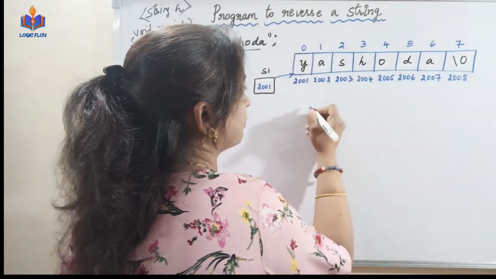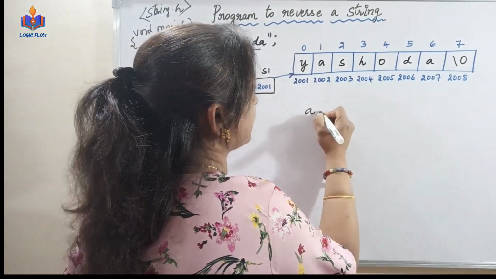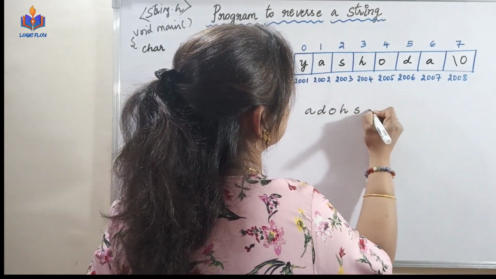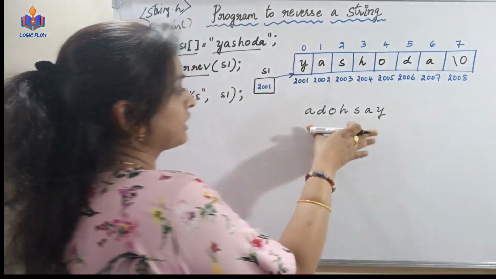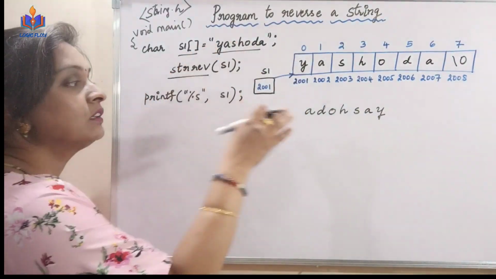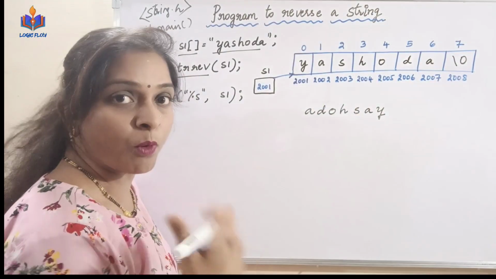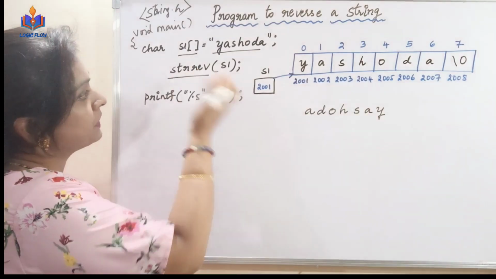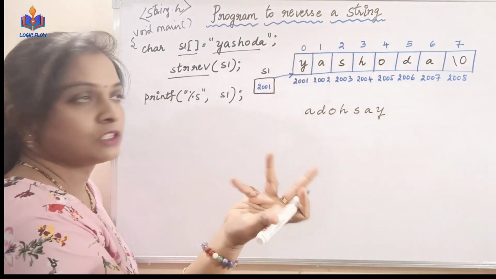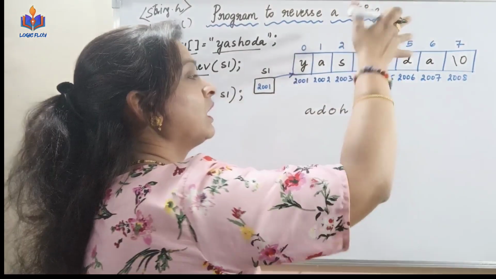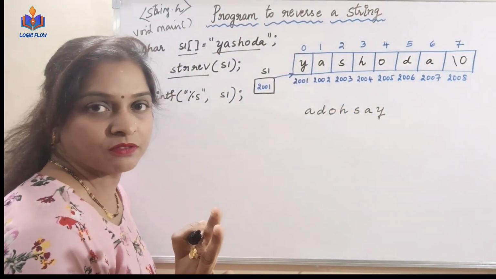Reverse in the sense, what will be the answer? The answer is A, D, O, H, S, A, Y. This is the reversed string. This is the answer I need to get, and it is going to return that reversed string, again a pointer to string. Then I'll say printf percent s, print S1. The reversed string will be stored in S1 itself.